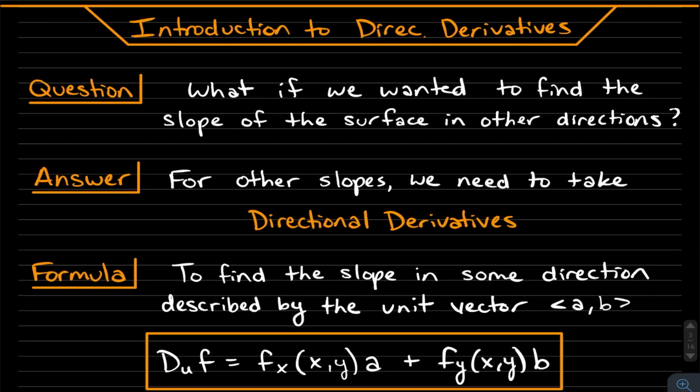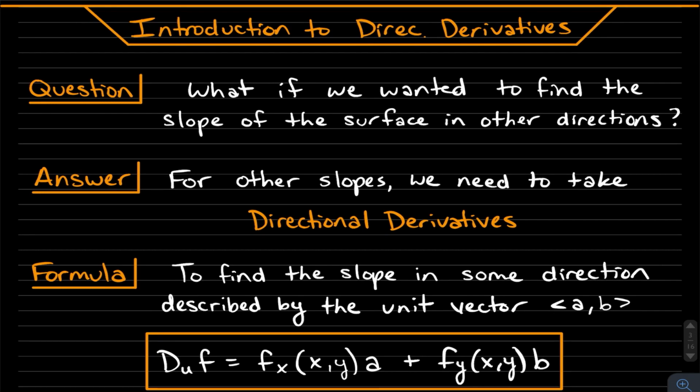So, as an introduction to directional derivatives, as I said, what if we wanted to find the slope of the surface in other directions? The answer for that was, for other slopes, we need to take directional derivatives. Now, the formula we're going to be using is that to find the slope in some direction described by a unit vector, this unit vector will give us our direction. Okay, and remember, a unit vector has a magnitude of 1.